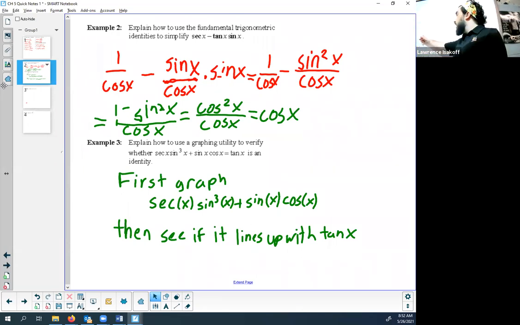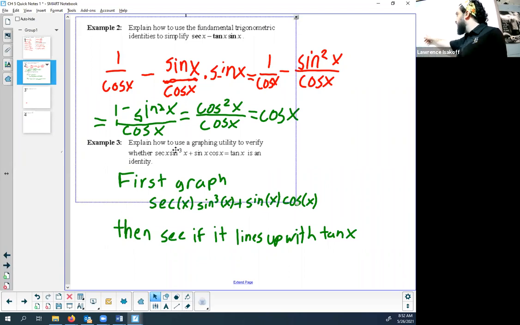So they're trying to make the claim that secant of x times sine cubed of x plus sine times cosine is equal to tangent. Oh my God, we're not going to do all this here. We're just going to check with Desmos. We'll first start with typing this in, and we'll go from there.